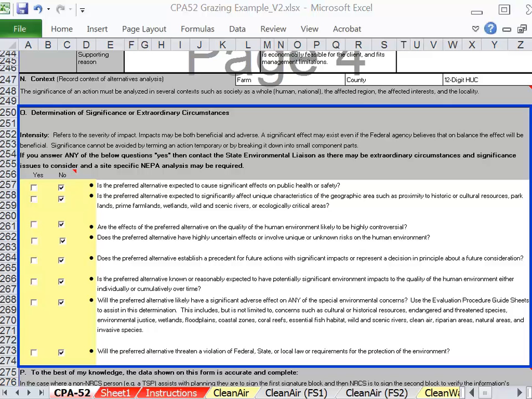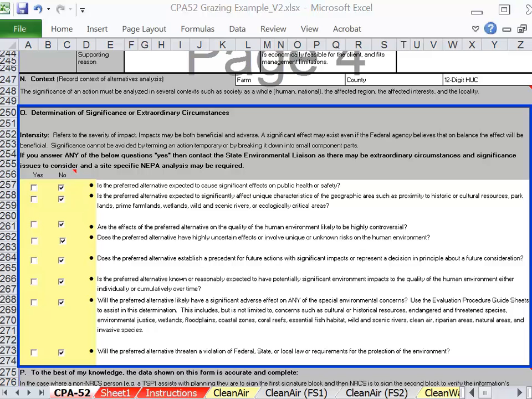If any of the questions in Section O are answered yes, then contact the State Environmental Liaison, as there may be extraordinary circumstances and significance issues to consider, and a site-specific NEPA analysis may be required. In our example, the absence of any extraordinary circumstances means that the actions can proceed.